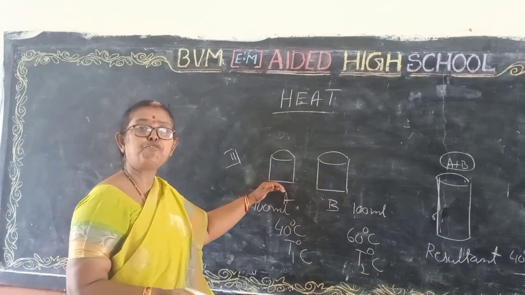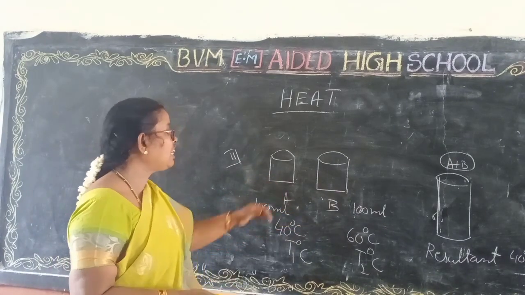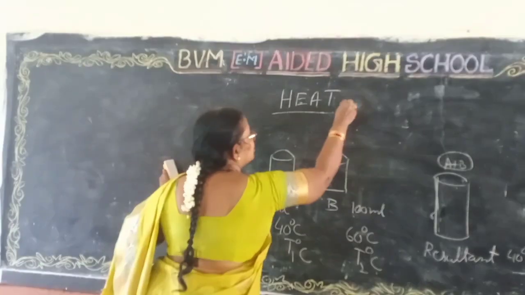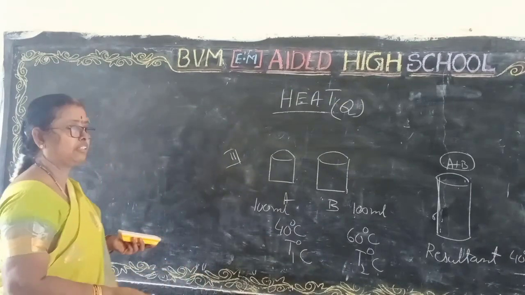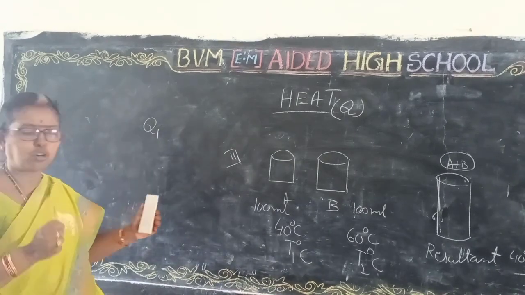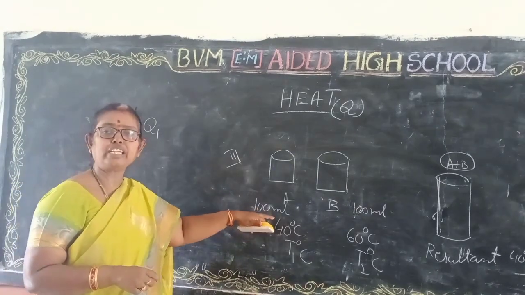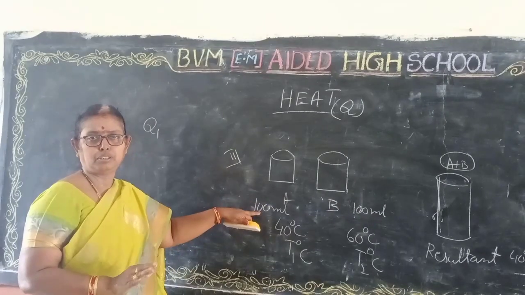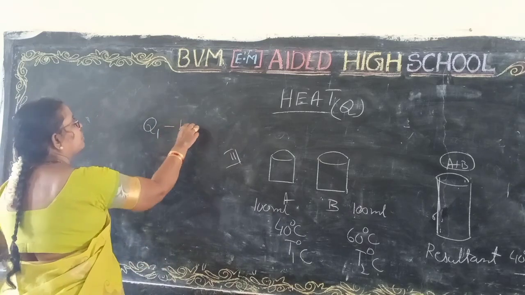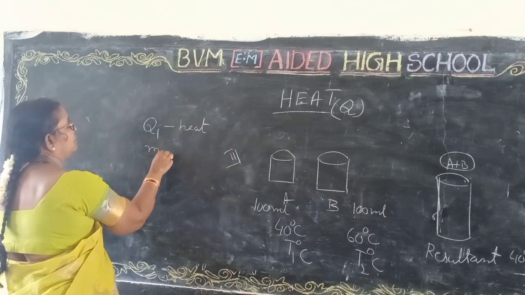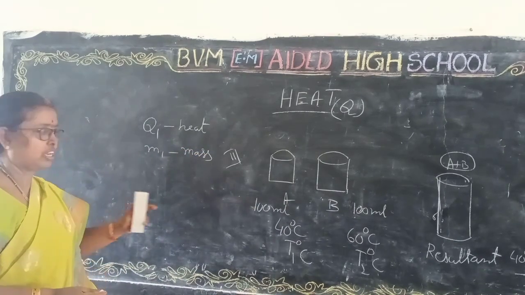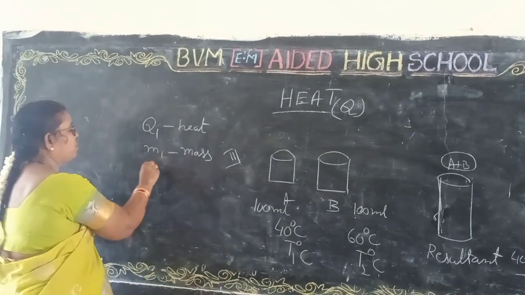Here you are taking different masses. The energy, heat, is represented as Q. So Q1 means the heat energy of the first beaker. Here in Q1, we are taking 100 grams of water. That is the mass, M1. The temperature we write as T1.